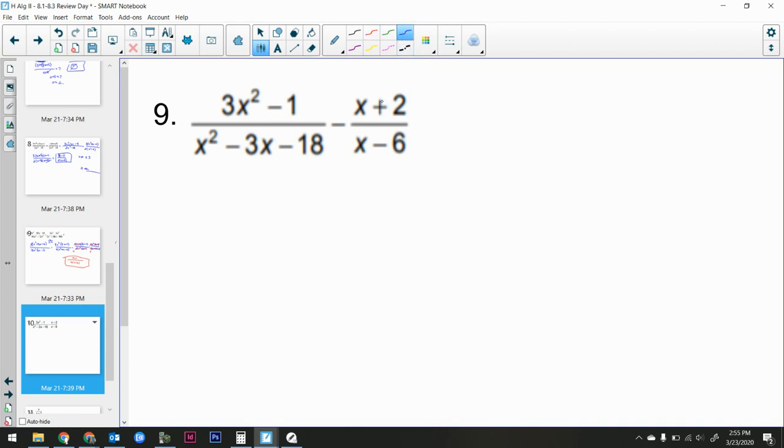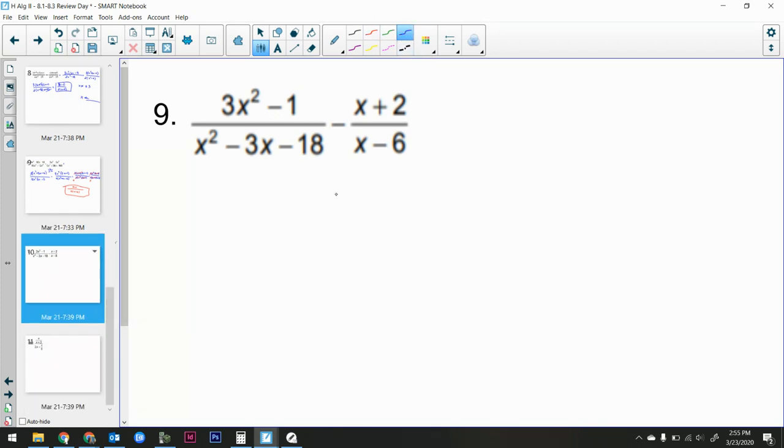Let's do some subtraction. Well, remember, for the addition and subtraction, you don't need to factor down the numerators, right? So this is a 3x squared minus 1 over, but I do want to factor down denominators. X minus 6, x plus 3. Whoa, yikes, don't do that. Minus 6, x plus 3. That'll get us a negative 18 and a negative 3, yeah. Minus x plus 2 over x minus 6, which makes sense.